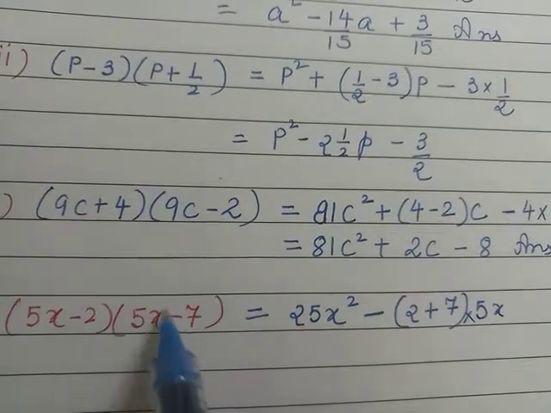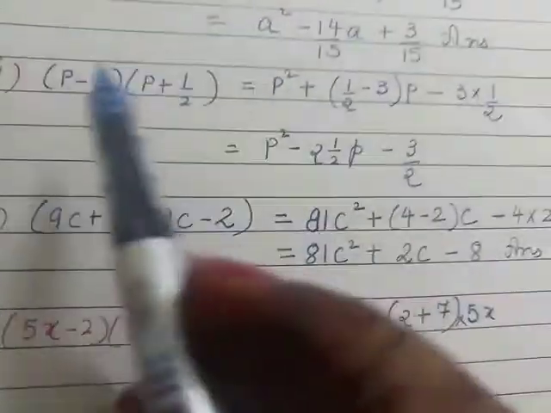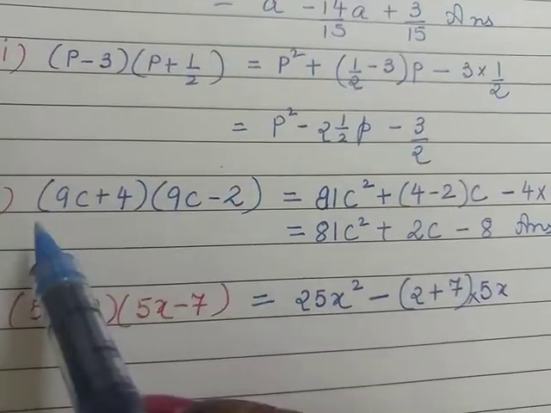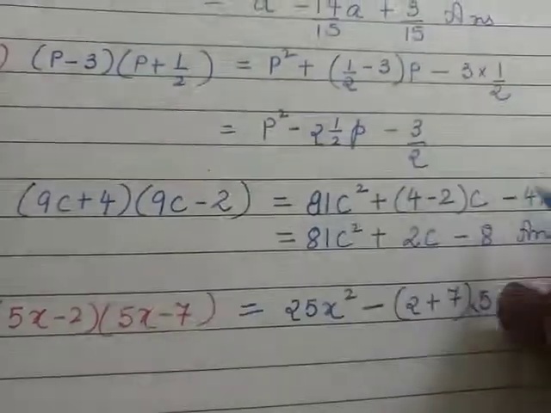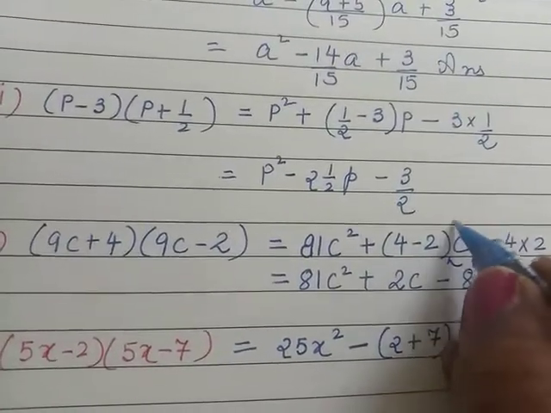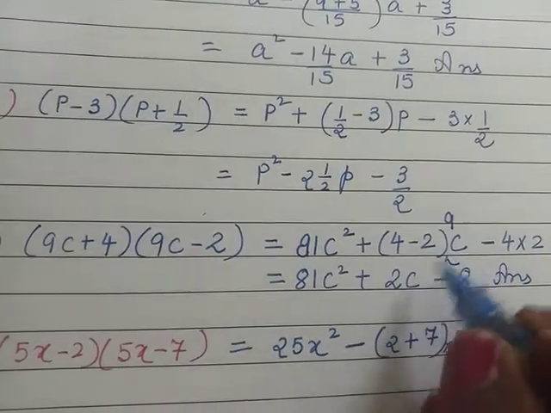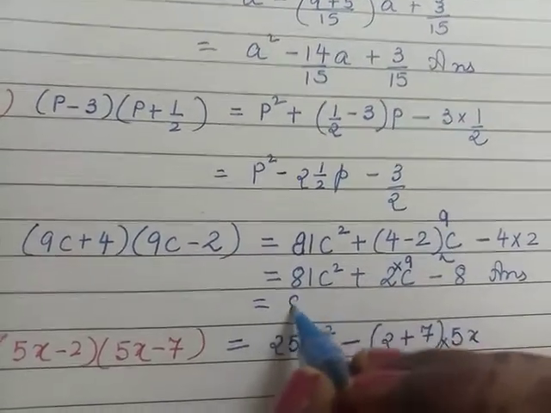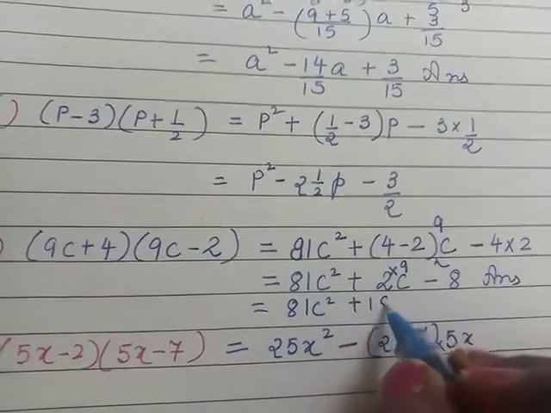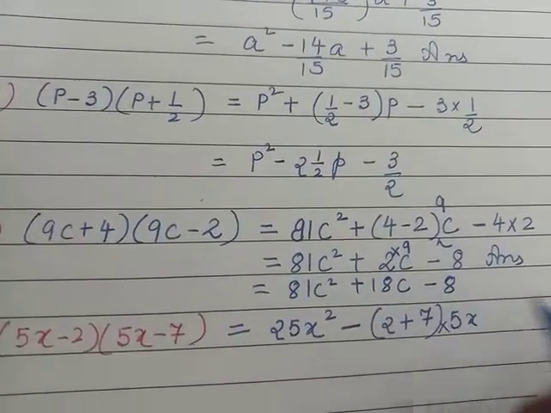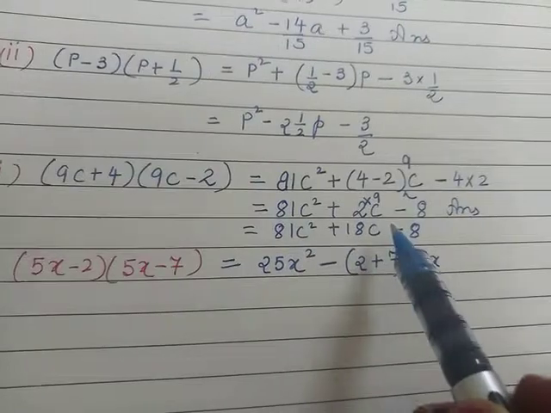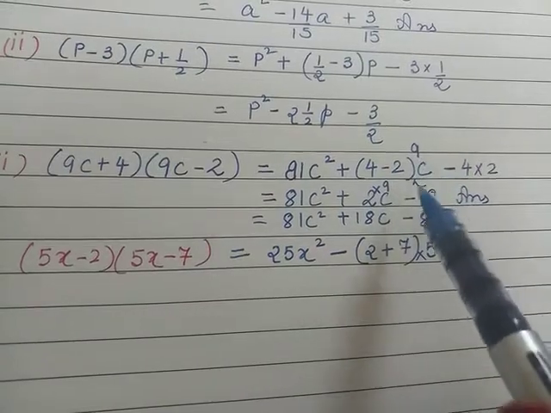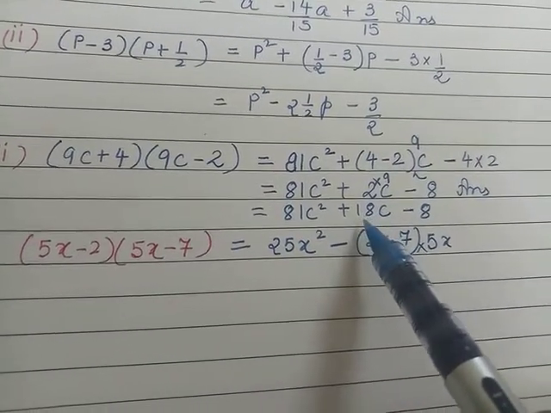See, the first term is 5x, so it is going to be 5x. Here it was p, here it was p, so it is p here. Here the first term of both is 9c, so it is going to be 9c. By mistake I wrote c, so children include 9 also here. So that will become 2 into 9. So that becomes 81c square plus 9 2s is 18c minus 8. Children, it is very important to remember the first term. I made a small mistake here. It is 9, I forgot. So you do not forget. I have done the correction here.